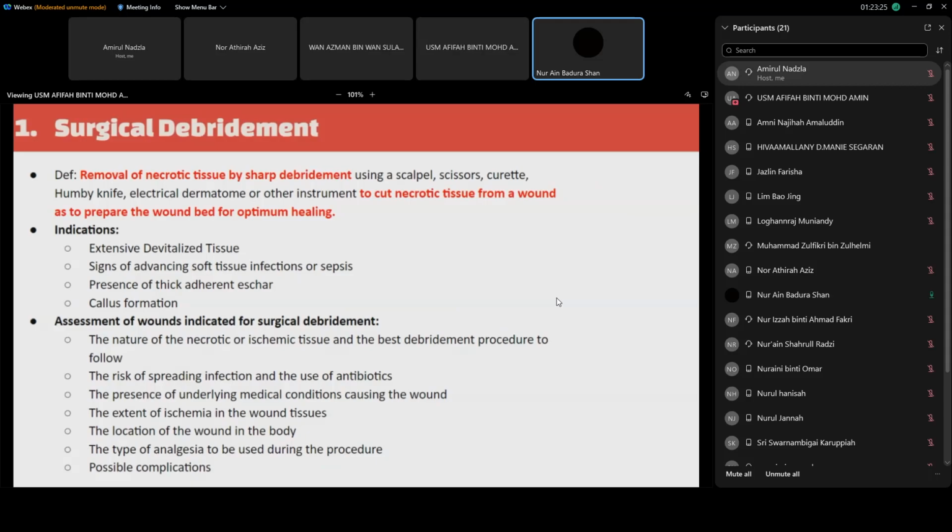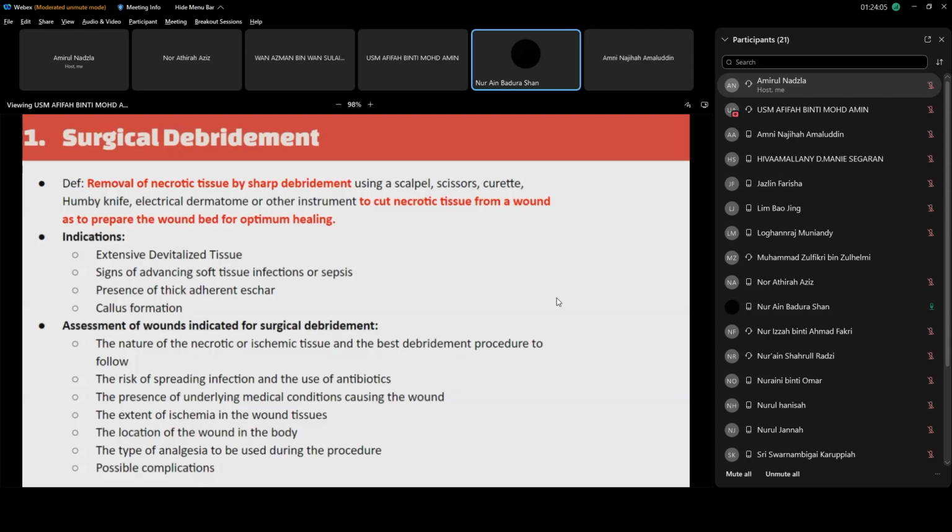Before we do the surgical debridement, we have a few things to assess to make sure that this wound is indicated for surgical debridement. For example, the nature of the necrotic or ischemic tissue, and we need to choose the best debridement procedure to follow. We need to know the risk of spreading infection and the use of antibiotics, the presence of underlying medical condition causing the wound, the extent of ischemia in the wound tissues, the location of the wound in the body, the type of analgesia to use during and after the procedure, as well as possible complications. Next.